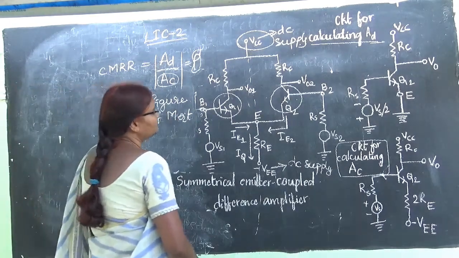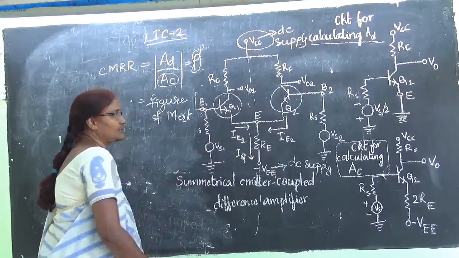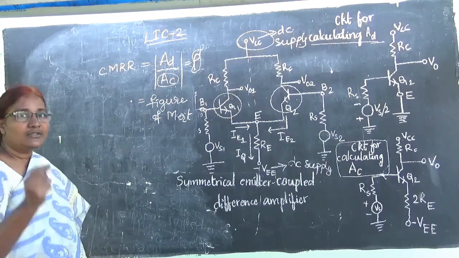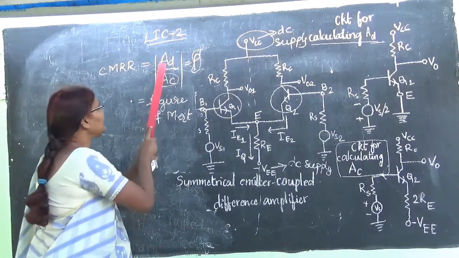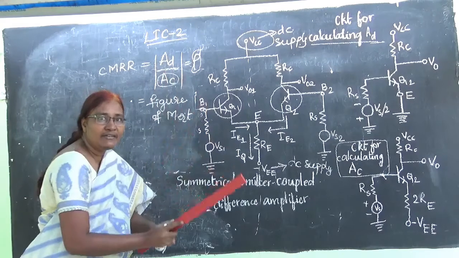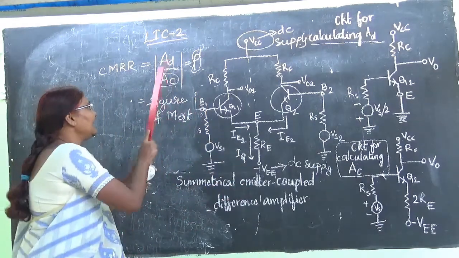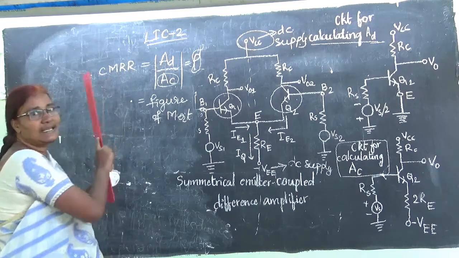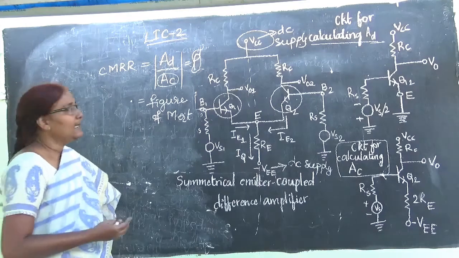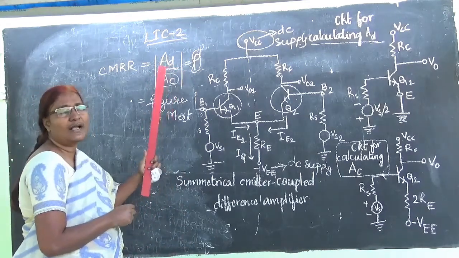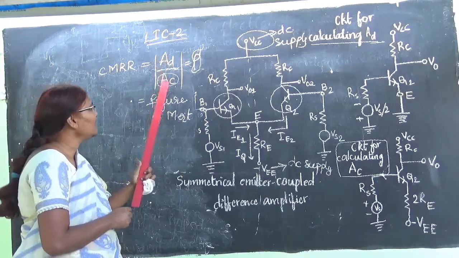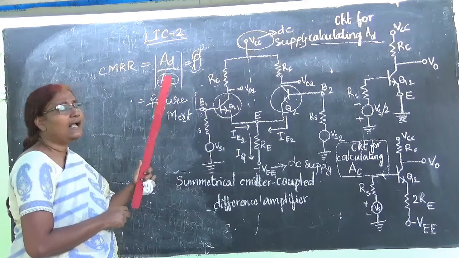Next, I want to analyze this circuit. So I want to take two conditions to analyze this circuit. What are those two conditions? I want to get AD only for one condition, and I want to get AC only for the other condition. If I get AD and AC, then I can calculate CMRR easily. So I will provide the circuit such that your inputs will make AC zero in one condition and AD zero in the other condition.